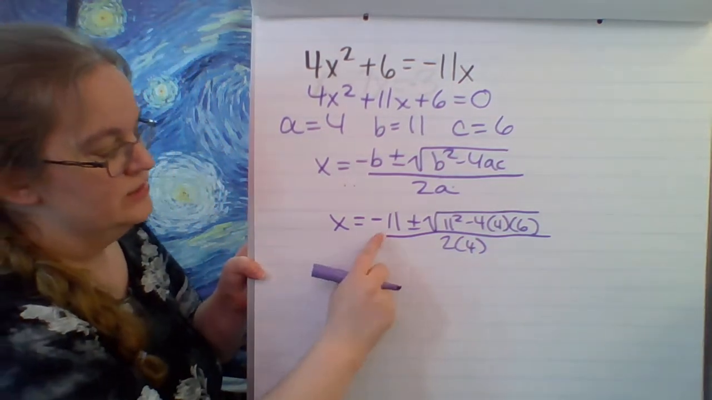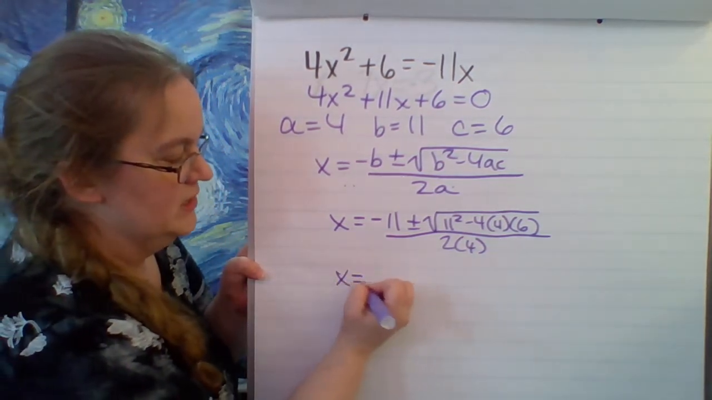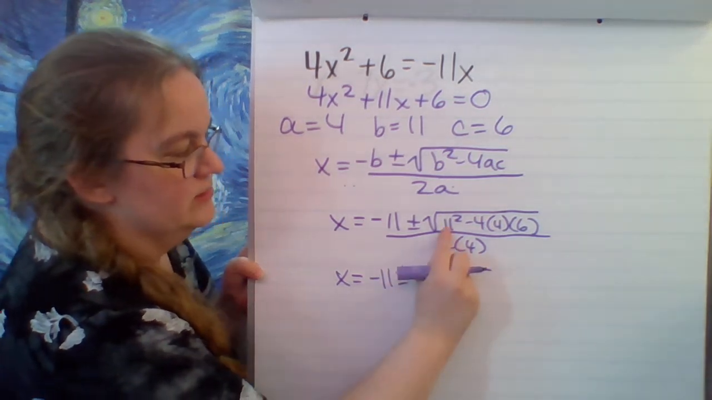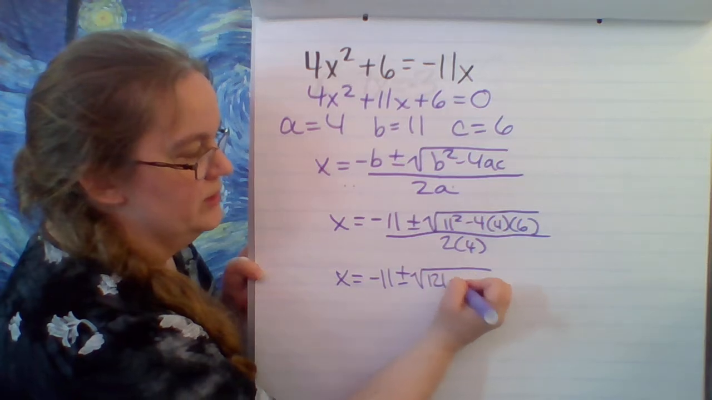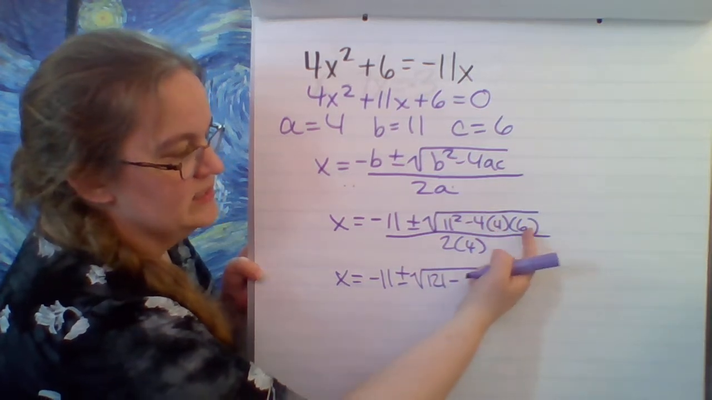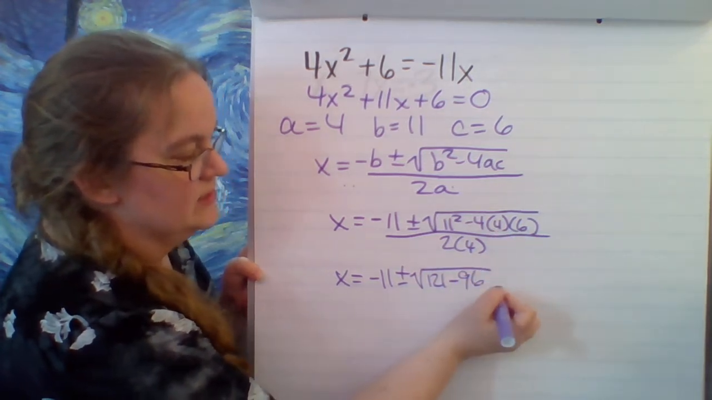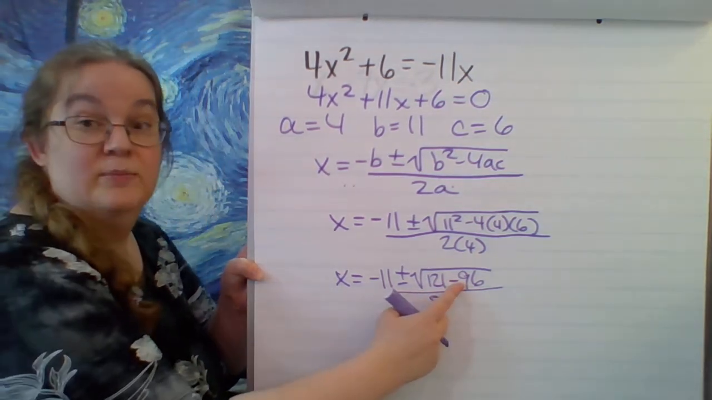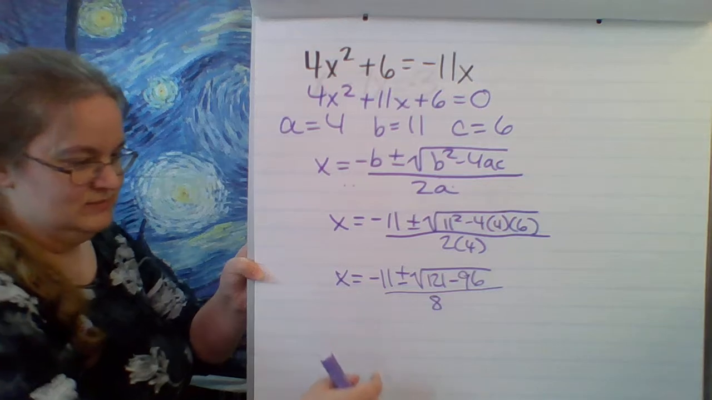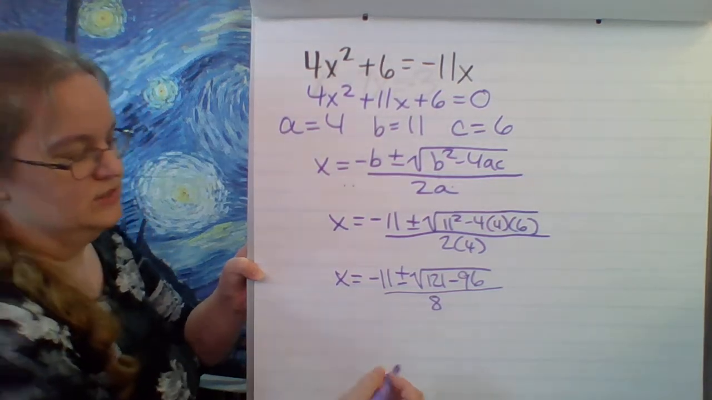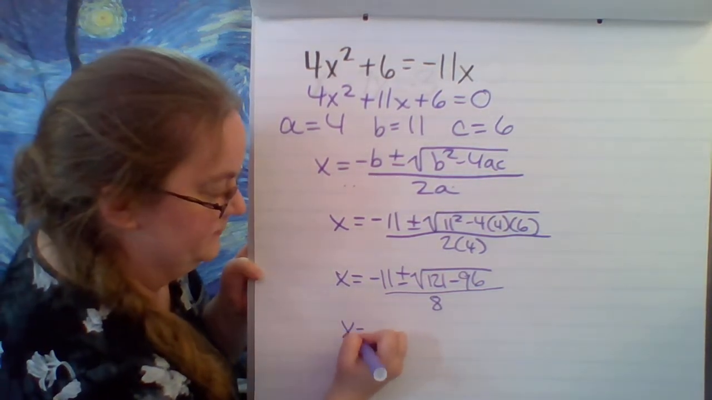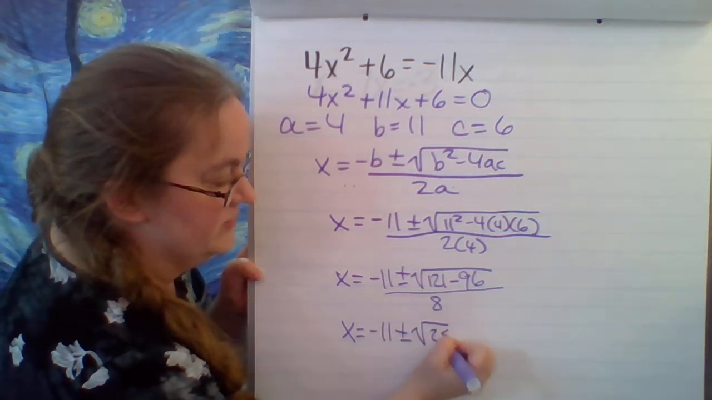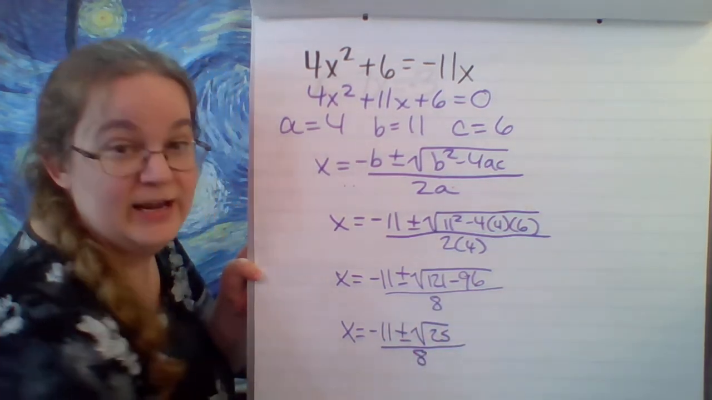Okay, so when I look at this, I start simplifying. Again, I'll do it in a couple of steps so you can see what's going on. I do 11 squared is 121 minus, that 16 times 6 is 96. The whole thing divided by 8. When I subtract this, that's going to turn into 25. So I get negative 11 plus or minus the square root of 25, the whole thing divided by 8.